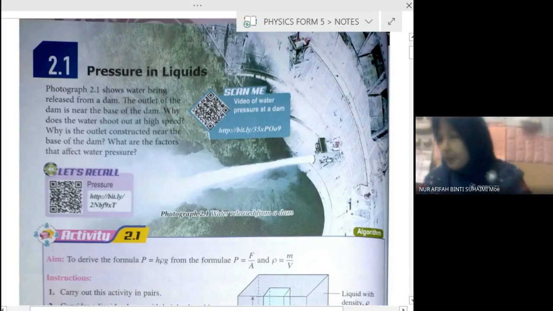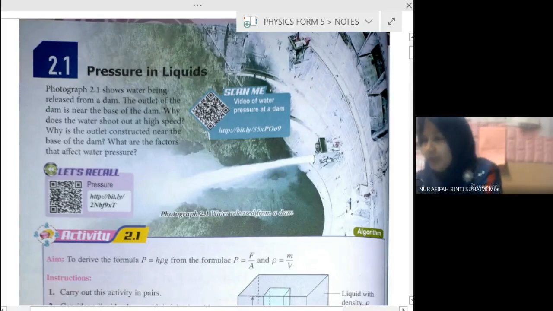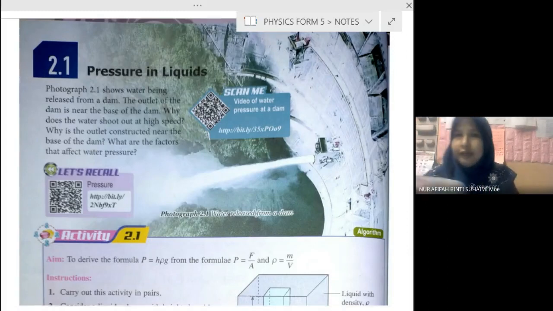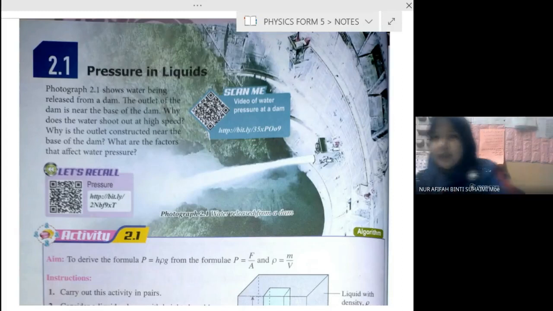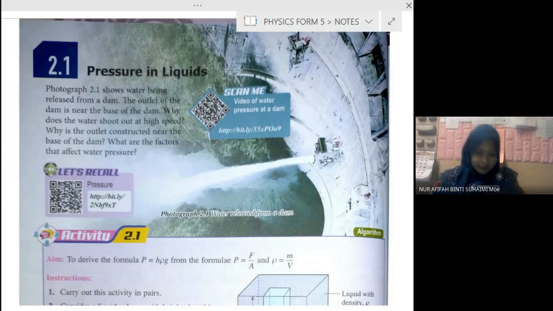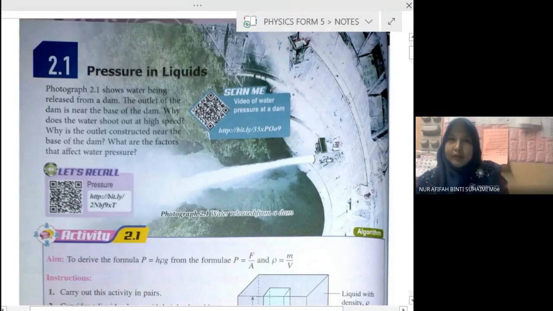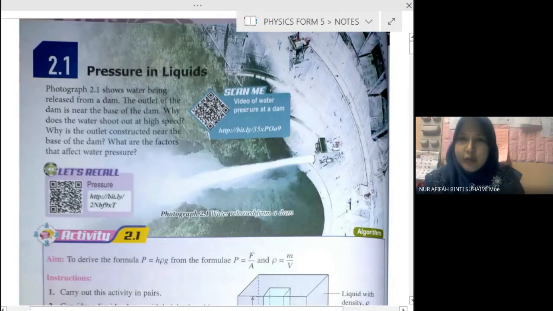Pressure in liquid. I thought you have learned about pressure for the surface, P equal to F over A. Form 4 ada tak? Pressure untuk yang surface area punya. Maybe in chapter force and motion 1. Ada tak? Okay. Chapter 2.1 now, pressure in liquid.